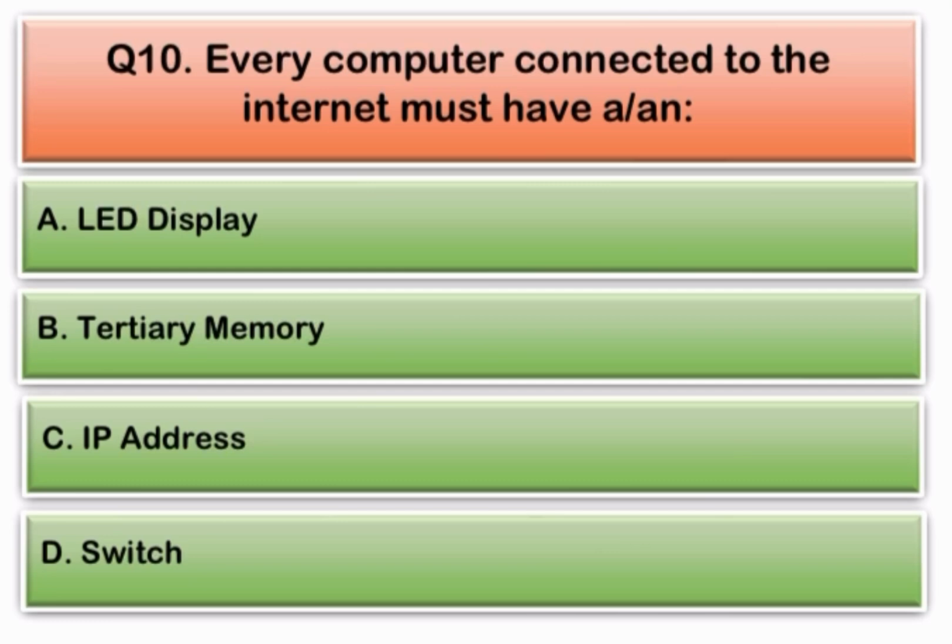Every computer connected to the internet must have an LED display, tertiary memory, IP address, or switch. Every computer connected to the internet must have an IP address. So option C is correct for this. Every computer must have an IP address, and only then can it be connected to the internet.